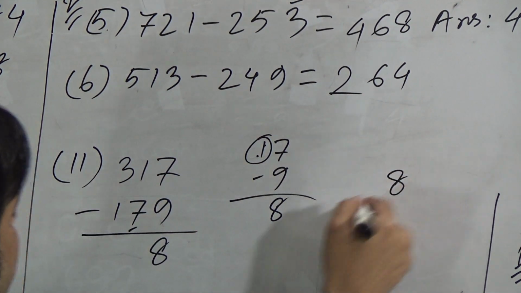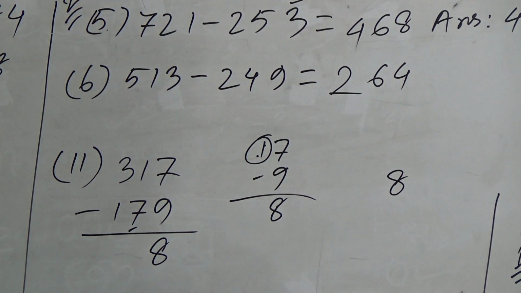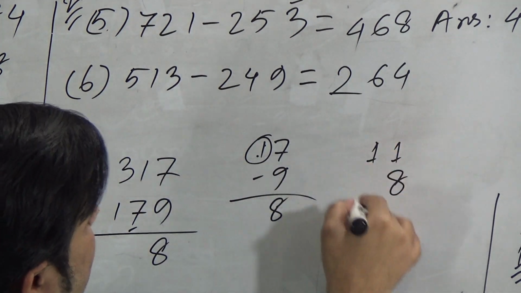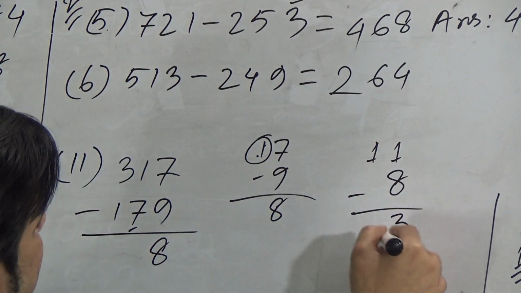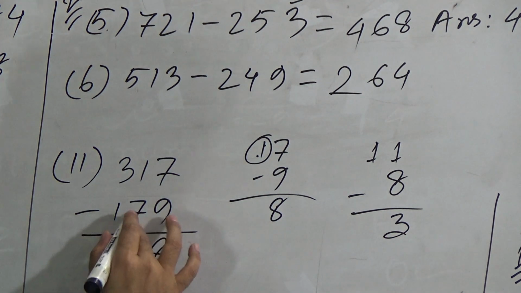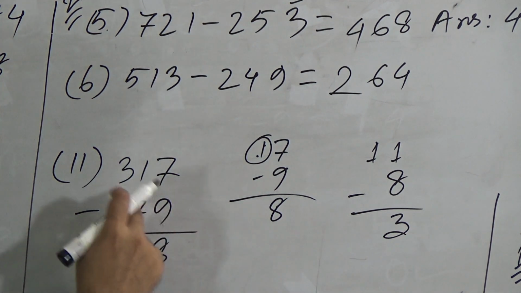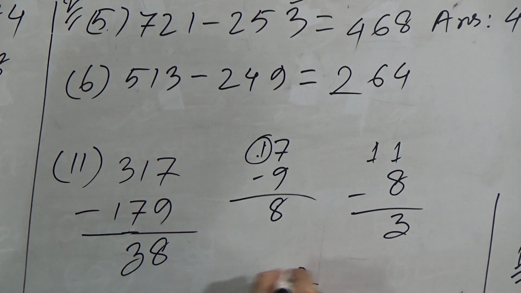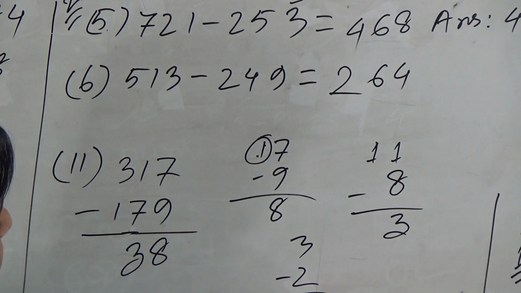This will be 8. We have to subtract from 1. So 1 is smaller than 8, so we can't subtract. We have to consider 1 with 1 again. So if we subtract, what will be 3? So write here 3. But as I have taken 1 with 1, so we have to give that here. So this will be 2 now. If we subtract 2 from 3, this will be 1. 138. So answer of question 11 is 138.